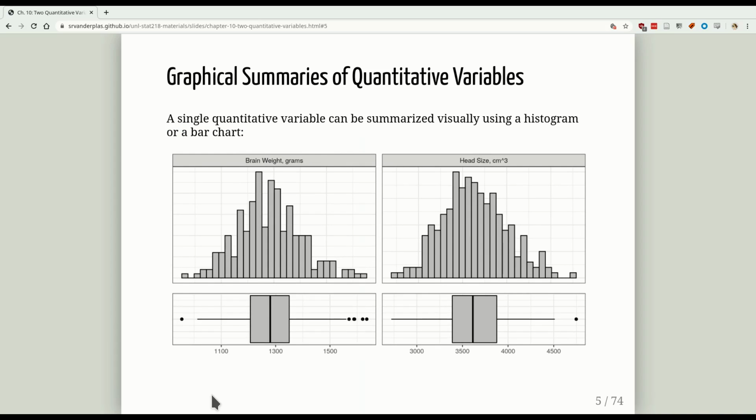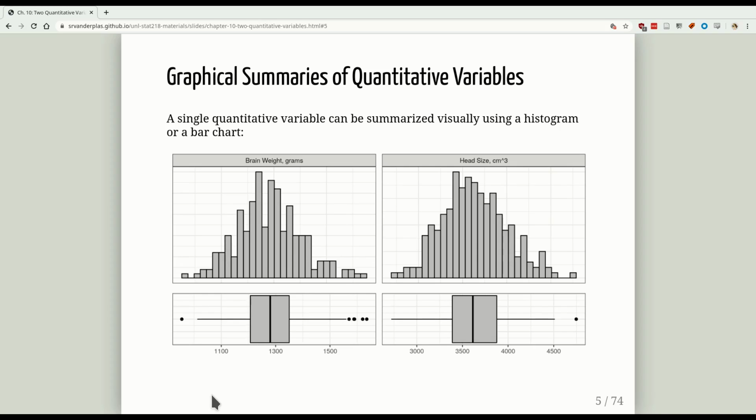So in chapter 6, we learned how to interpret a histogram or a box and whisker plot to describe the distribution of a quantitative variable. So I have the distribution of brain weight and the distribution of head size here. What can you get from this as far as the relationship between them? We can't actually get any information about that because these variables are plotted separately, so we don't know which brain weight corresponds to which point for head size.